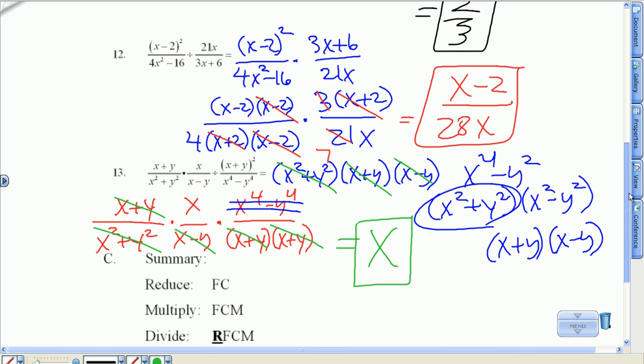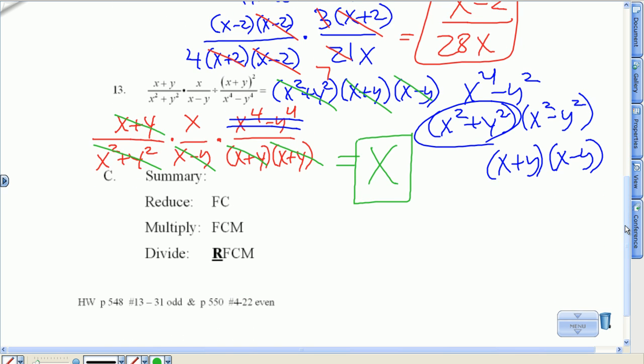What you see here before our homework assignment is a summary. To reduce fractions, we're going to factor and cancel. To multiply, we're going to factor, cancel, then multiply. And to divide, we're going to take the reciprocal of the fraction that comes after the division sign, factor, cancel, and multiply.